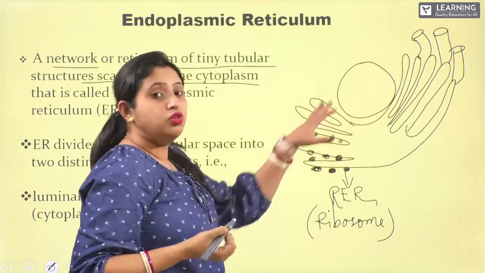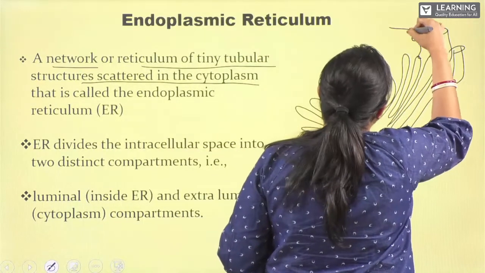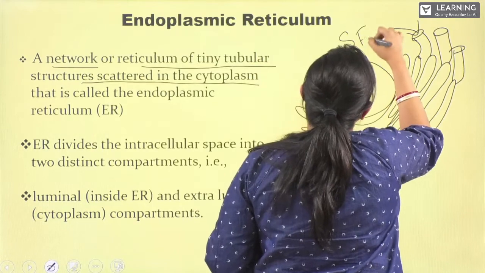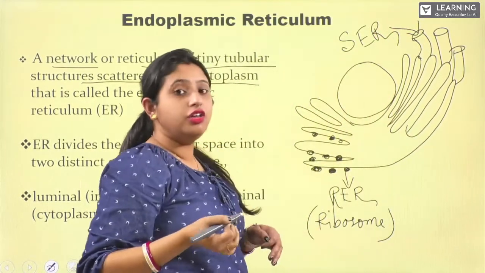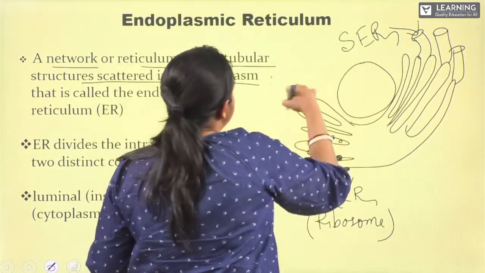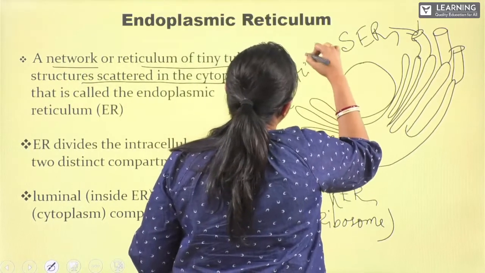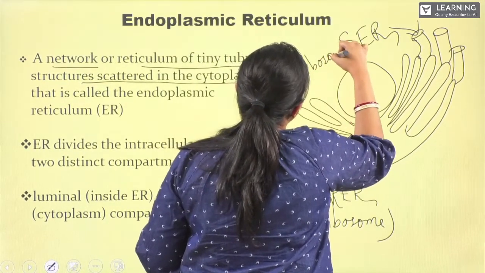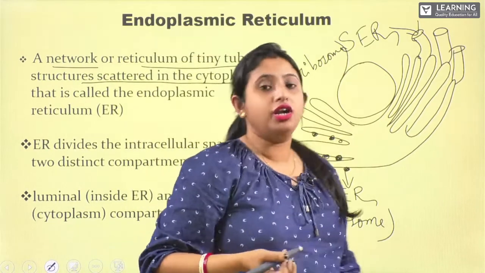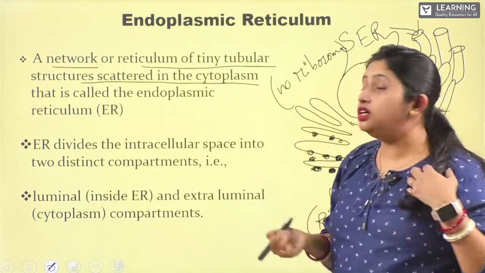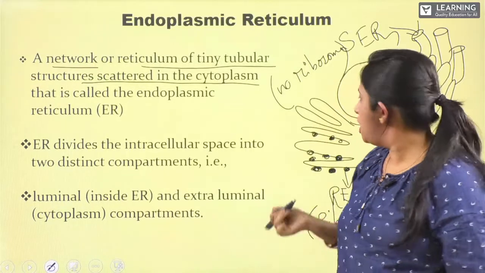Now what is the smooth endoplasmic reticulum? These are the smooth endoplasmic reticulum. Here you will not find the ribosome. So no ribosome, you can write. That is, the ribosomes are not attached. Clear? So these are the two types of endoplasmic reticulum.